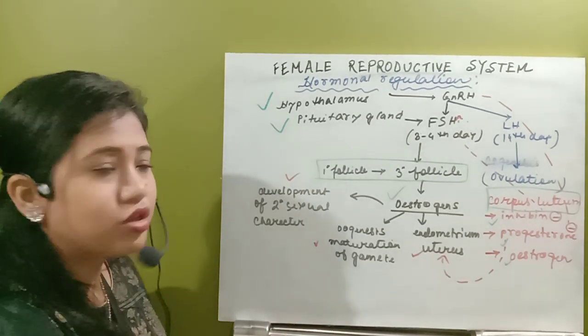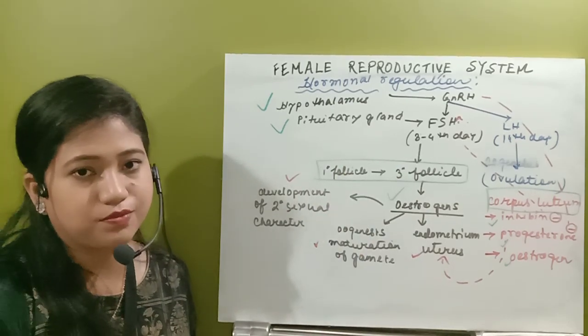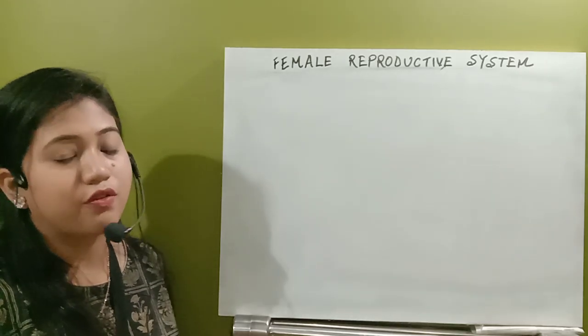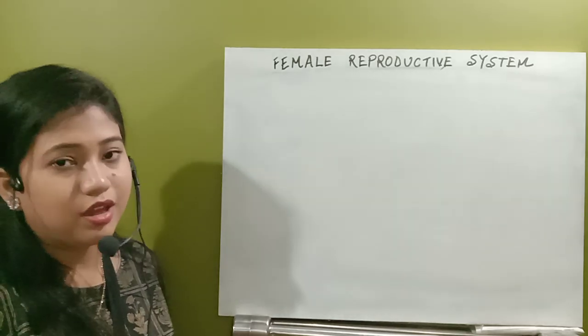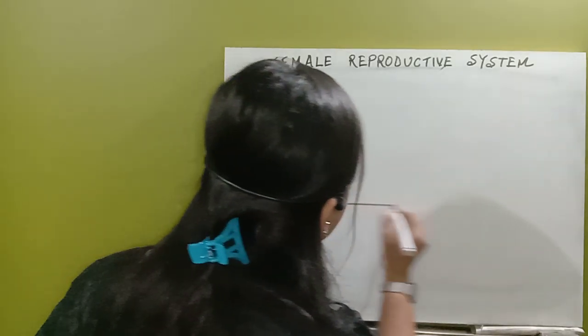These are the local hormones. FSH and LH, these are the pituitary hormones. If we represent the whole hormonal regulation on a graph, if we plot the hormones, let us see how it will be.